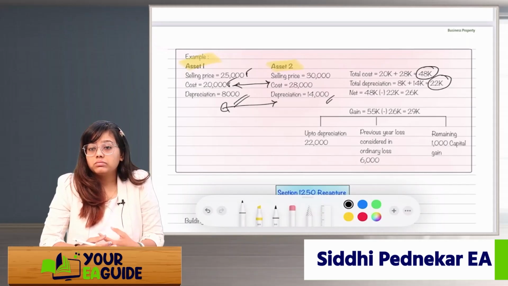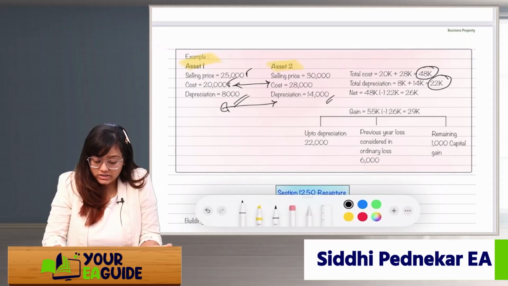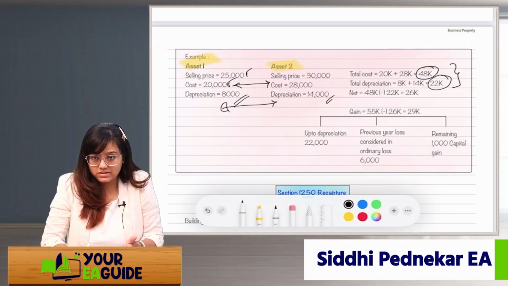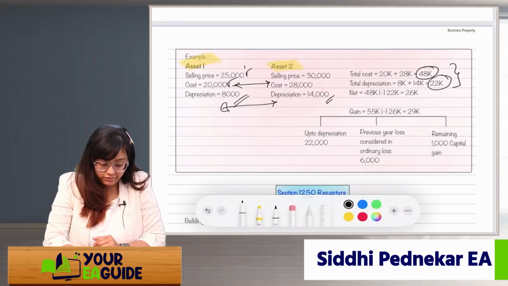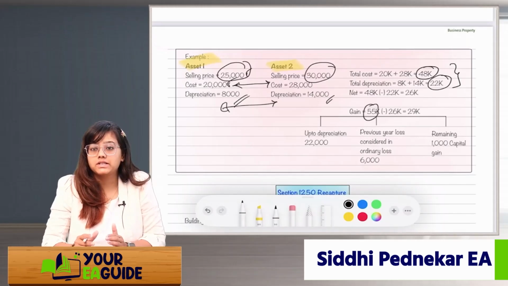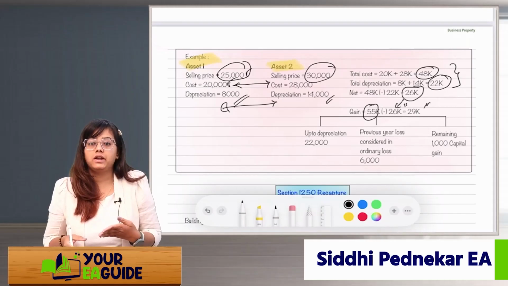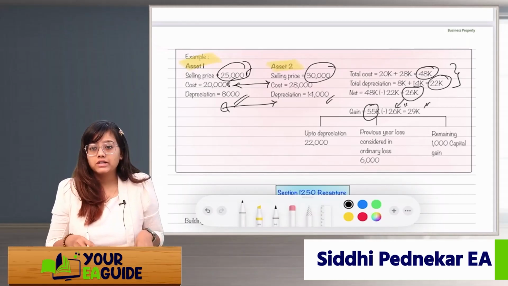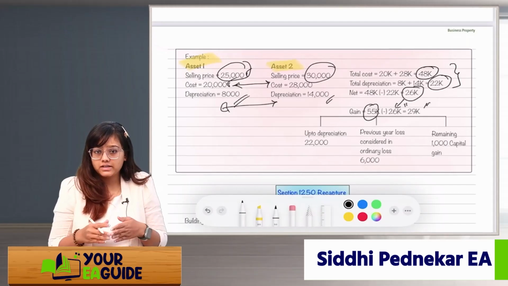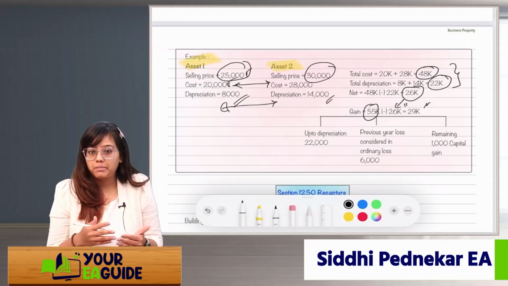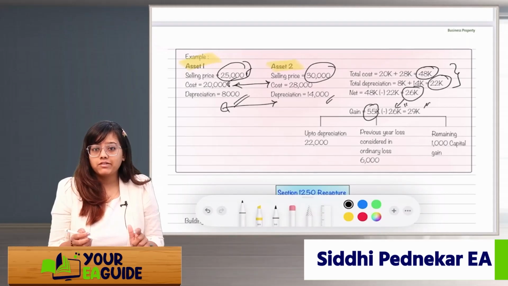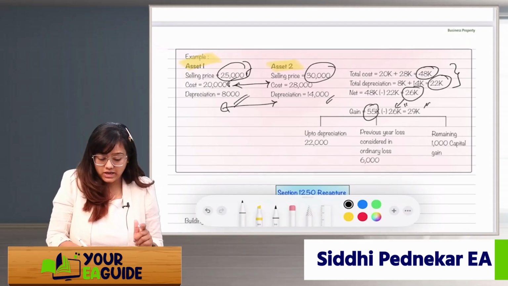So how much is the total gain? Total cost minus depreciation is my adjusted basis. Now I have sold both the assets for 25 and 30, that is 55,000. I'll reduce the adjusted basis from this. Whatever is remaining, the 29,000, I will have to decide whether it is an ordinary gain or a capital gain. So you're selling the asset, but that doesn't mean the whole amount of gain is your capital gain. You will have to make sure that whatever is up to the depreciation is separated. In this case, we have claimed depreciation of 8,000 plus 14,000, that is 22,000.